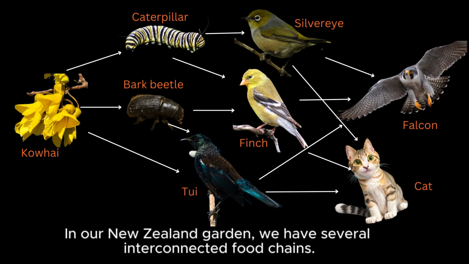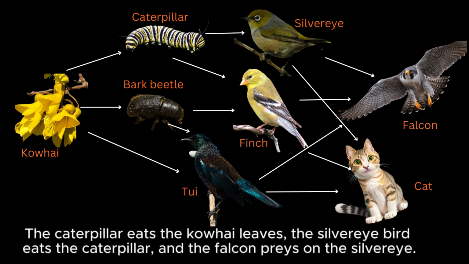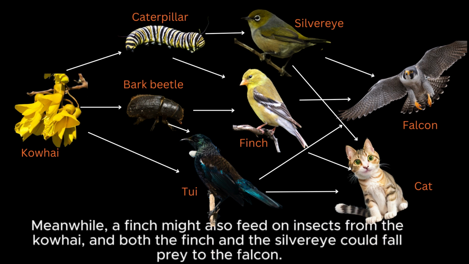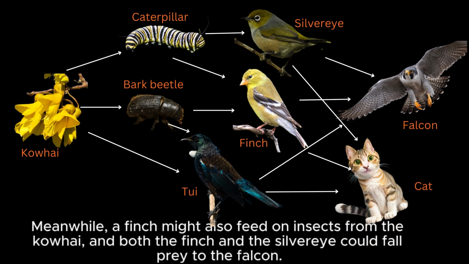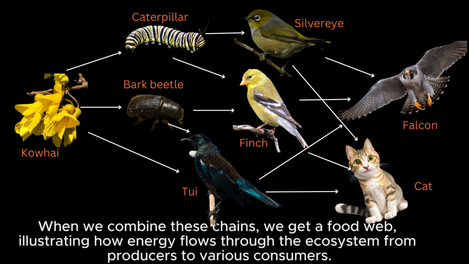In our New Zealand garden, we have several interconnected food chains. The caterpillar eats the cowhide leaves, the silvery bird eats the caterpillar, and the falcon preys on the silvery. Meanwhile, a finch might also feed on insects from the cowhide, and both the finch and the silvery could fall prey to the falcon. When we combine these chains, we get a food web, illustrating how energy flows through the ecosystem from producers to various consumers.